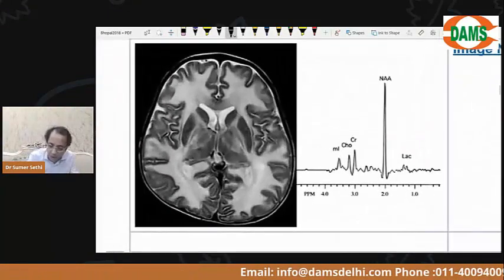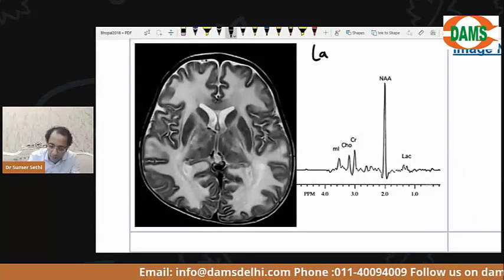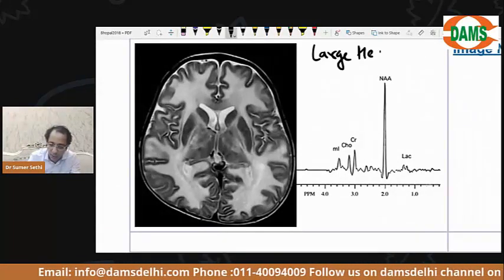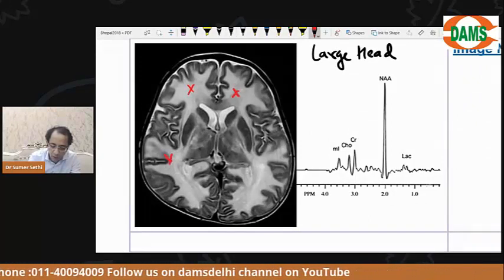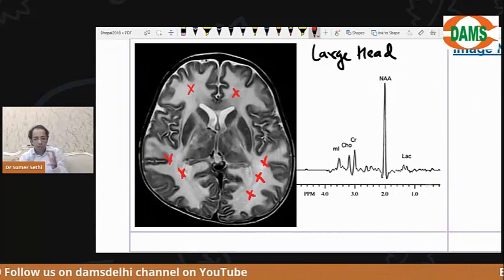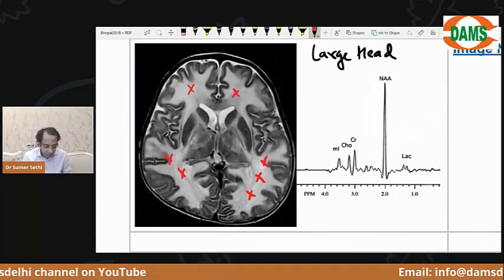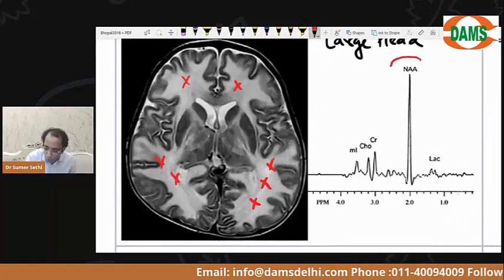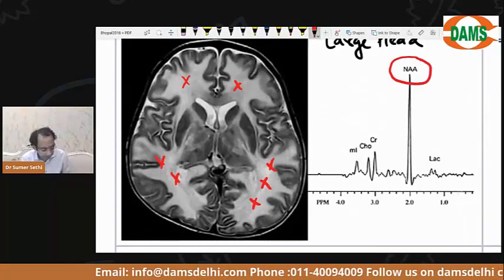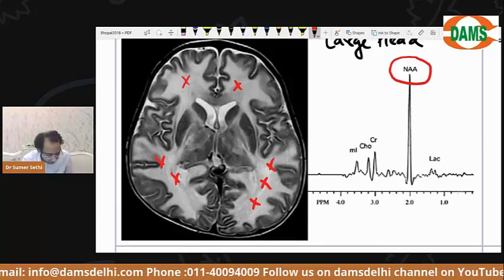Now, next is a child with large head. The question is saying his head size is clinically large. White matter is shining white all around. है ना? White matter पूरा ही brain में खराब है. And then there is an MR spectroscopy image which is showing a tall tower of NAA. Everybody understands?